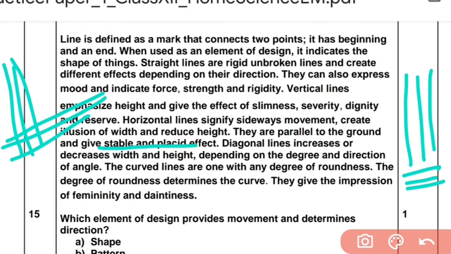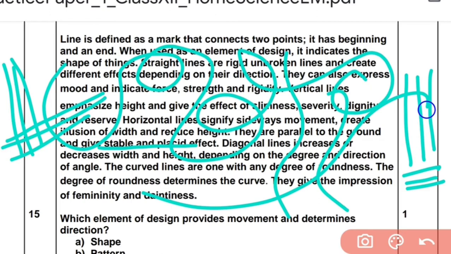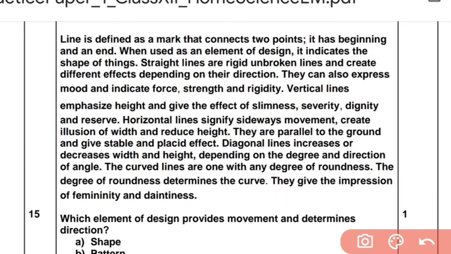The curved lines are the ones with any degree of roundness. These are all curved lines. The degree of roundness determines the curve. They give the impression of femininity and daintiness. These are all the curved lines. Clear? Now let's move over to the questions.